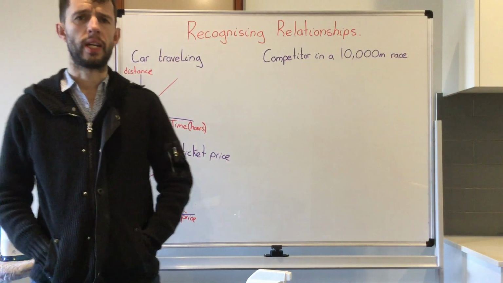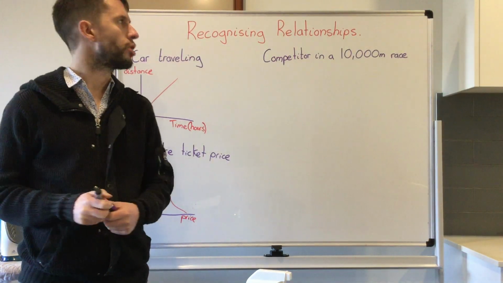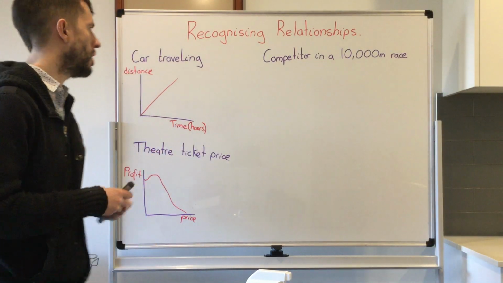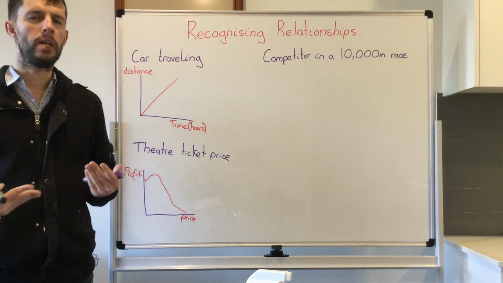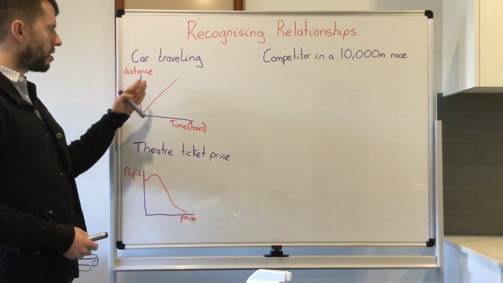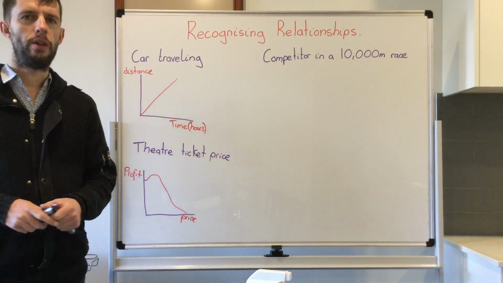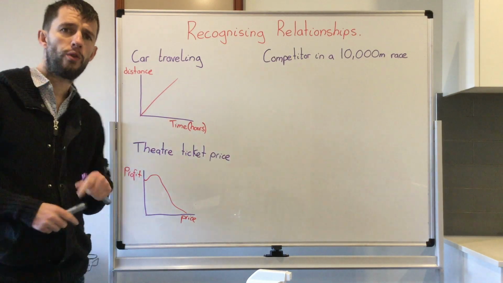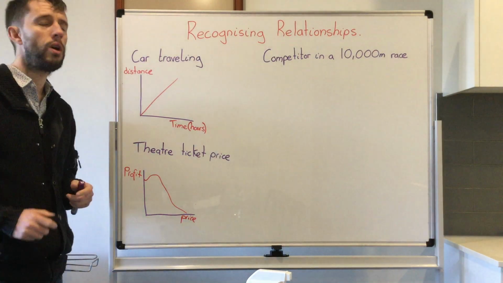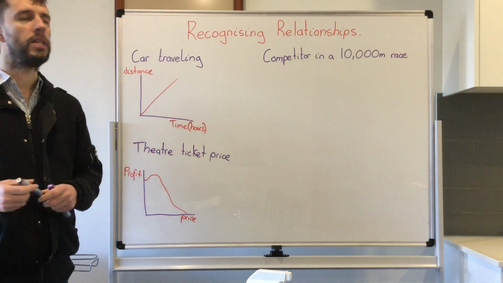So we are going to be looking at rate of change and recognizing the relationships. So I've got two graphs here. I would like you to pause the video and think about what is the relationship on these graphs. Hopefully you've already paused it and have thought about what is happening in these graphs.